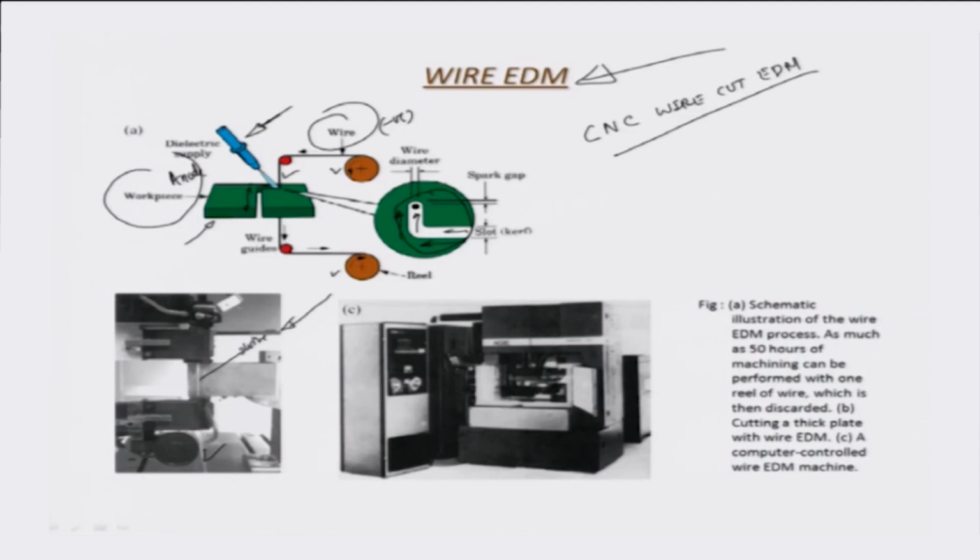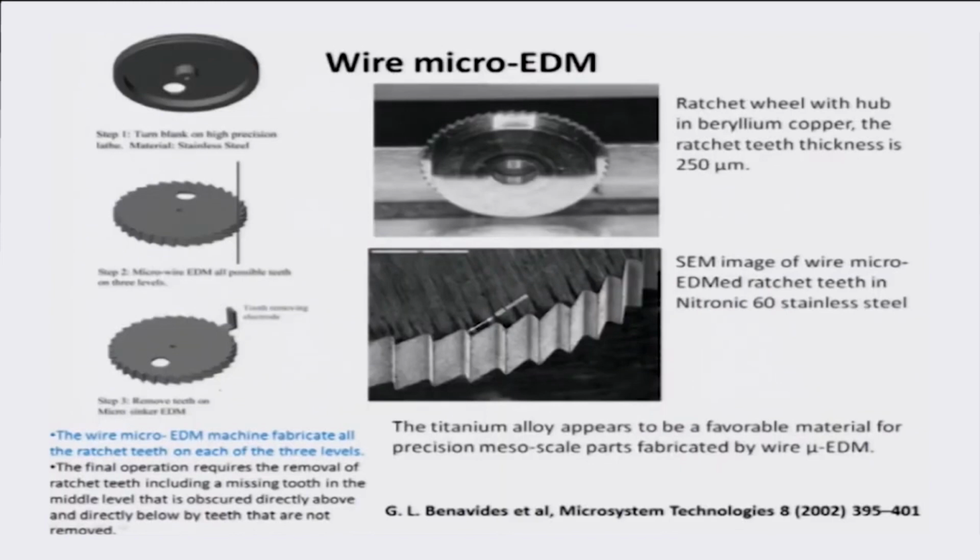So, let us now look at some of the micro structuring being done by wire micro EDM operations. Some very nice illustrations by Benavides group in 2002, where he talks about the creation of a small ratchet wheel, with the teeth thickness of close to 250 microns in beryllium copper.